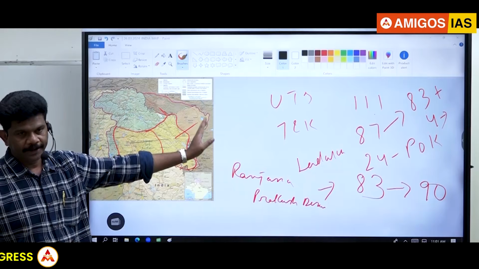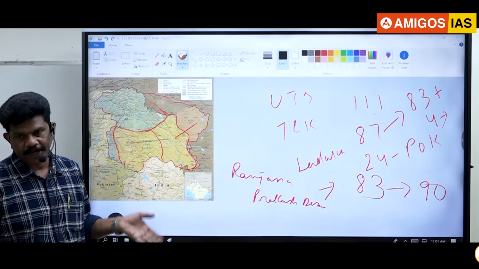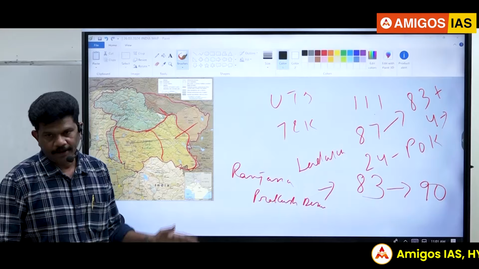Article 370 was scrapped, 35A was deleted, and Jammu and Kashmir was completely integrated into the rest of India. Right? So we'll continue from there in tomorrow's class.